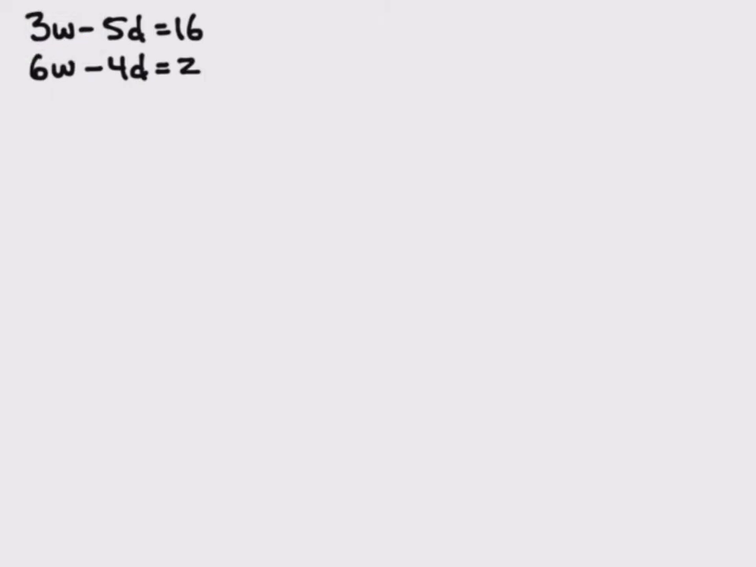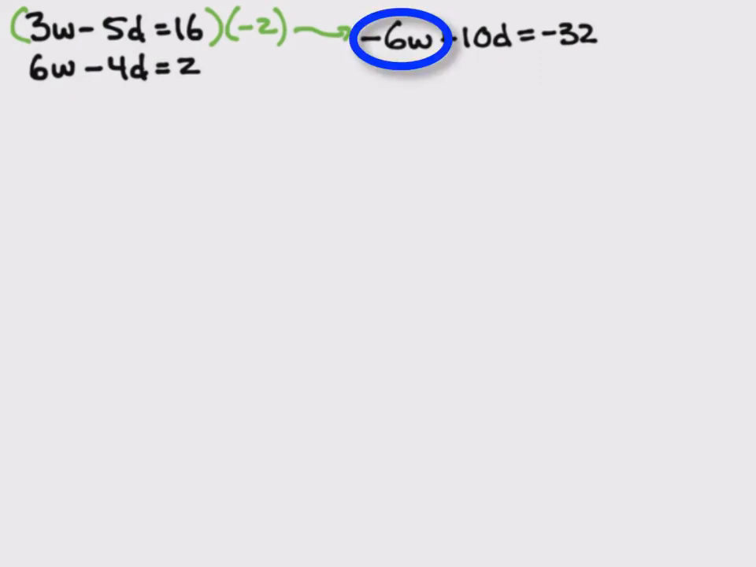Well, let's look at our first equation. We know that given an equation, we are allowed to multiply both sides of that equation by the same number, and we'll get another true statement. Well, if we multiply both sides of this top equation by negative 2, then we'll have a negative 6w in this equation and a positive 6w in the other. So now I think we're ready to make some moves.